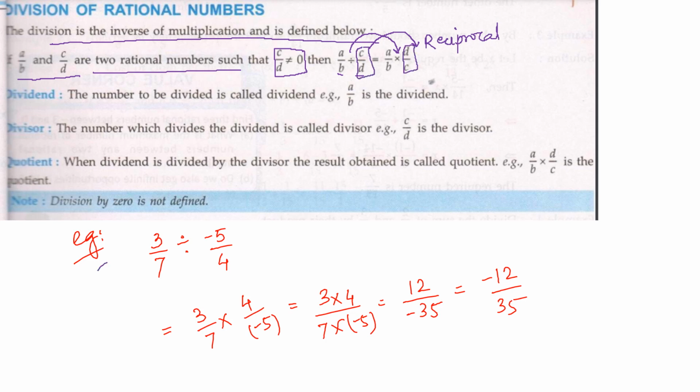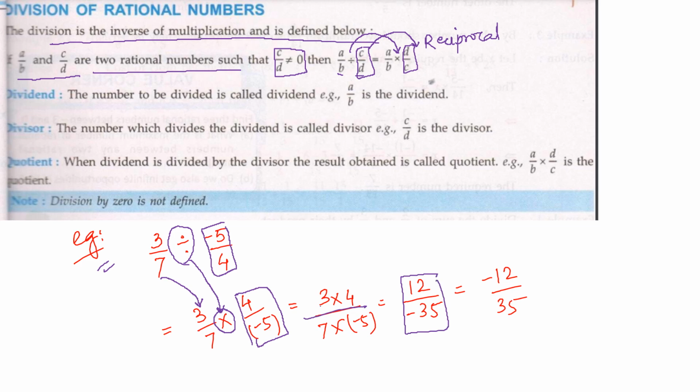Okay, taking one example here, 3 by 7 divided by minus 5 by 4. So 3 by 7 will be written as it is. Division will be changed to a multiplication sign, and after that the rational number which was minus 5 by 4 is inverted and written as 4 by minus 5. Only this thing you have to remember, division will change to a multiplication sign, and after that the next rational number will be inverted. After that you multiply 3 into 4 by 7 into minus 5, that is 12 by minus 35. Changing the denominator to the positive, the answer is minus 12 by 35.